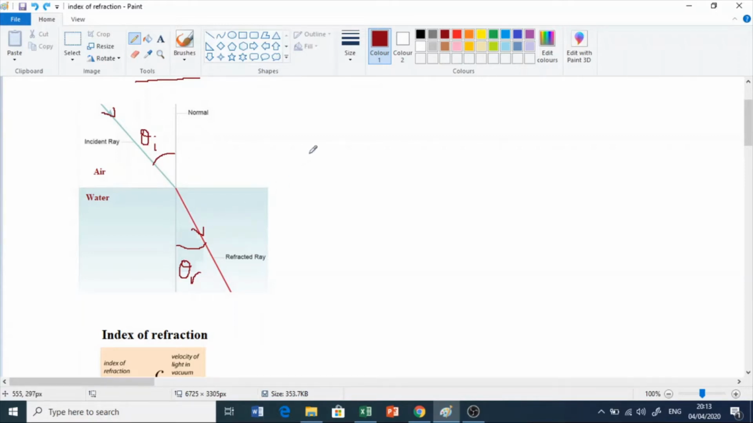In some other cases, for example, if you have a boundary between two mediums, medium M1 and medium M2, and assume this is the normal, and if a light ray like this comes to the boundary between the two mediums, it can also move like this. It is moving away from the normal. Why? Because originally it was moving toward this direction.